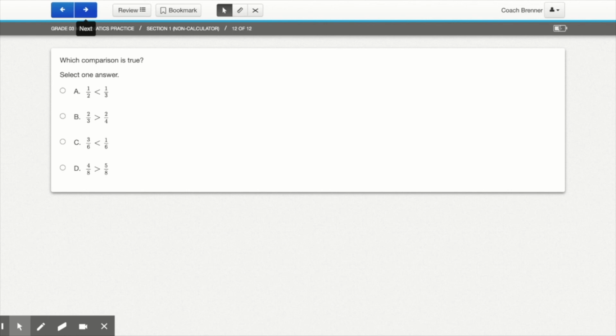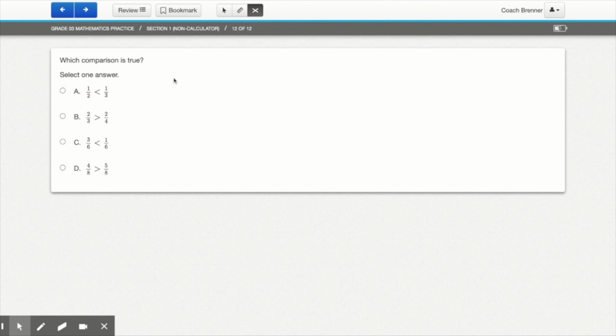Now, one thing I do want to go through is one of the tools up here, our answer eliminator. So let's just look at this particular one, and this is going to help all students out, especially if they're not sure between just 2 of the particular answers, but they do know that certain ones are wrong. So it says which comparison is true. So this is a perfect one for this. So you click on answer eliminator.